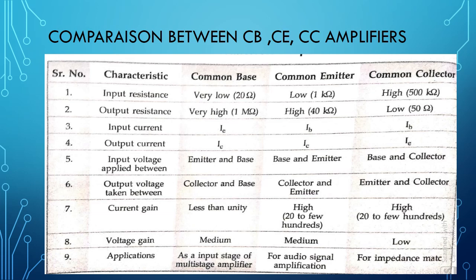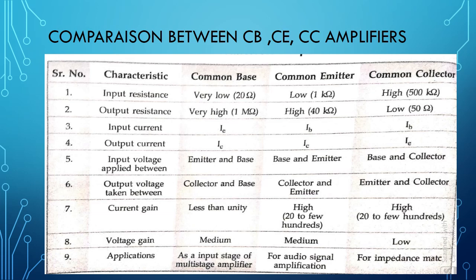The input voltage is supplied in the common base between the emitter and the base, whereas in the common emitter, between the base and the emitter, and in the common collector, between the base and the collector. Output voltage: in the common base, the output terminal is the collector, so we take that voltage between the collector and the common terminal, that is the collector and the base. In the common emitter the output is taken between the collector and the emitter, whereas in the common collector the output is taken between the emitter and the collector.